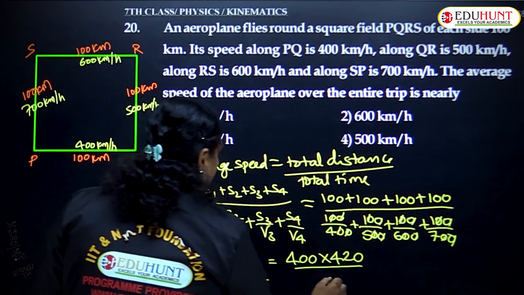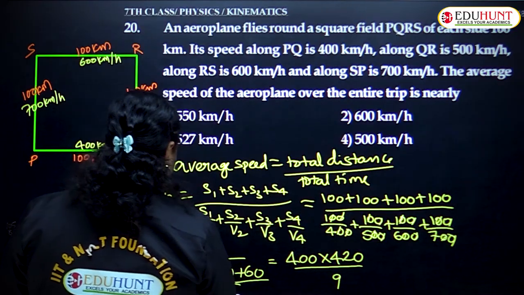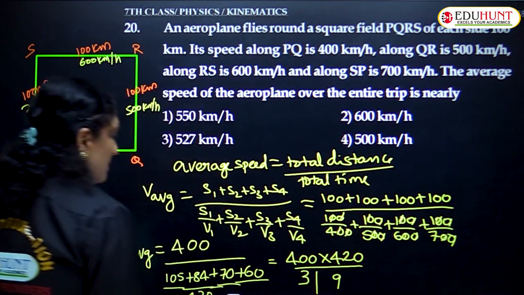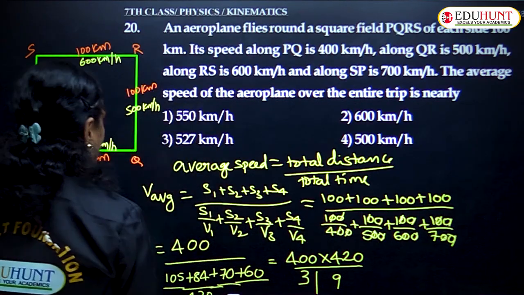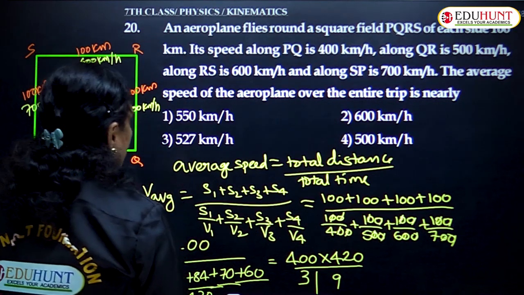5 plus 4 is 9 and here 6 plus 7 plus 8, 10. So the total is something around 319. So 400 into 420 upon 319. How much would be the answer, children?